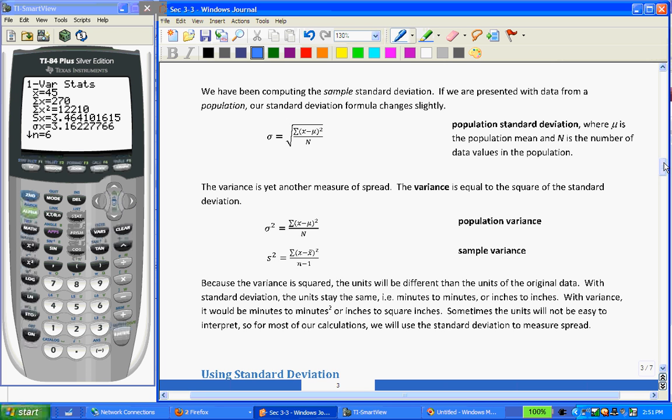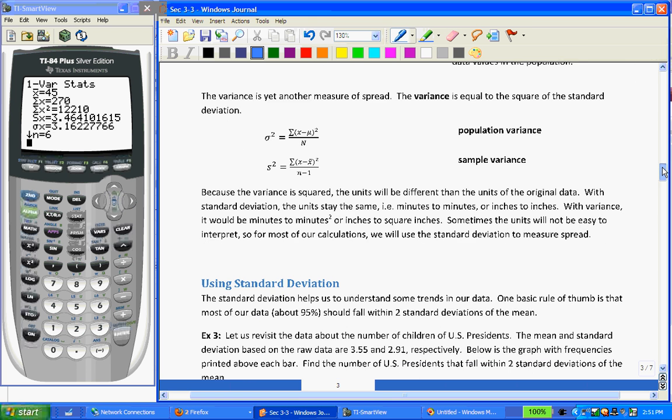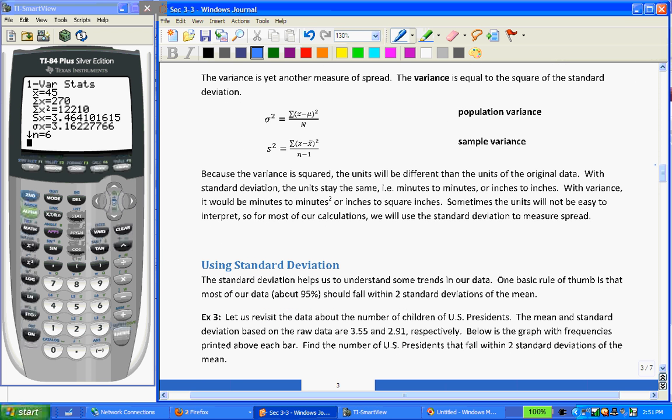Another measure of spread is the variance. The variance is equal to the square of the standard deviation. So it's like we don't do that step where we take the square root. Again, population variance is going to be sigma squared, and sample variance will be S squared. Greek letters for population, regular letters for sample.